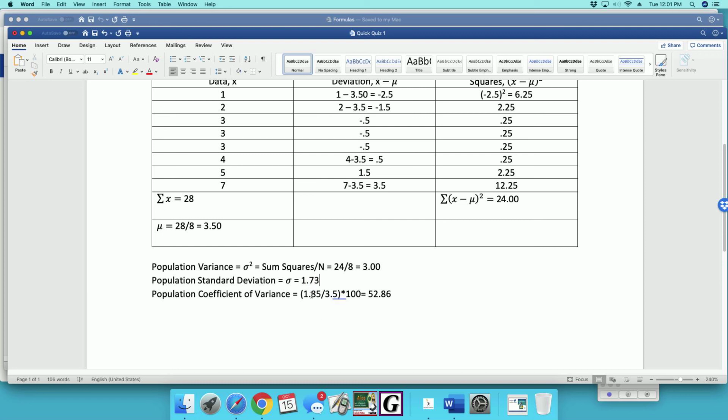So now this is sigma. Sigma, which is the standard deviation, divided by mu, which is still 3.5, times 100 is a different number. So our coefficient is 49.49.